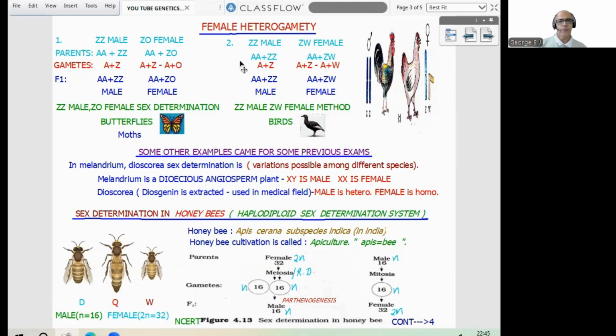Now, second type, female heterogamety, Z male, ZW female. So A plus ZZ, A plus ZW. Here, A plus Z gamete. Here, A plus Z as well as A plus W coupling, A plus ZZ male, A plus ZW female. So that is Z male, ZW female method, example is birds.